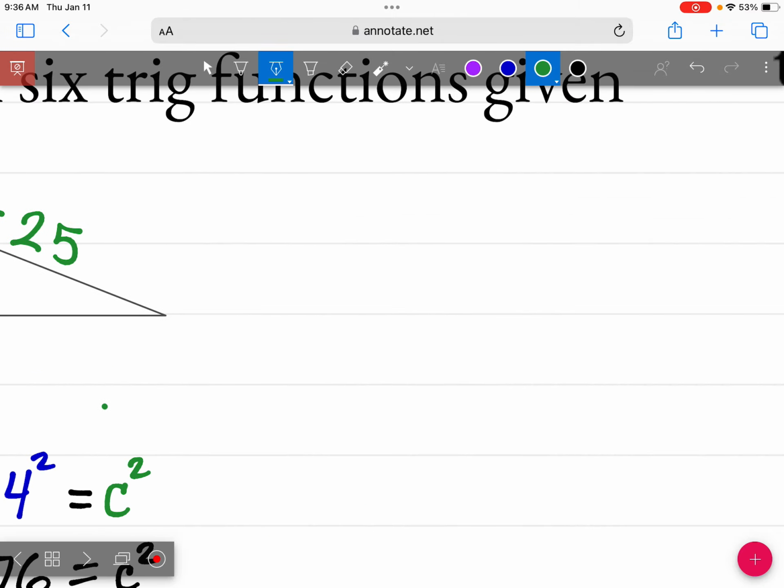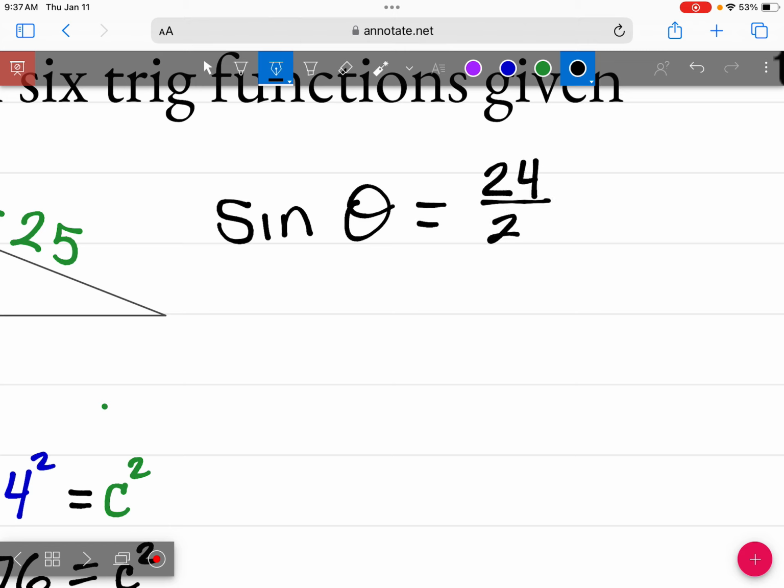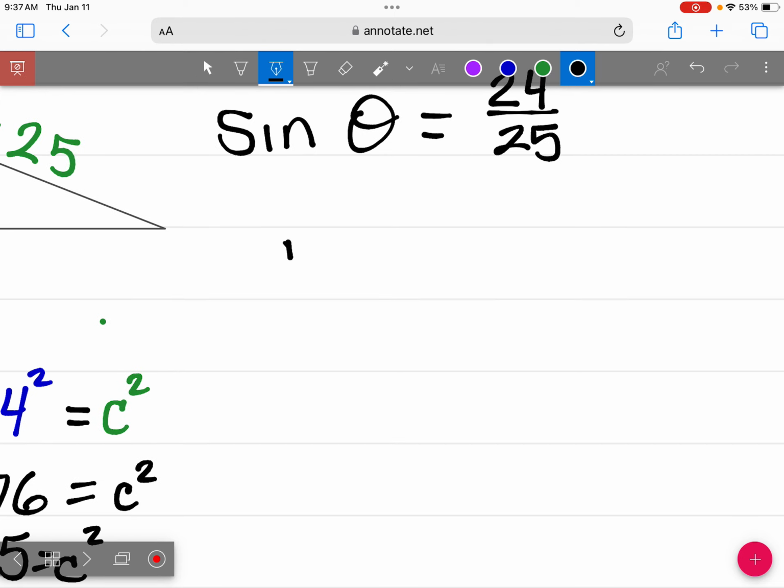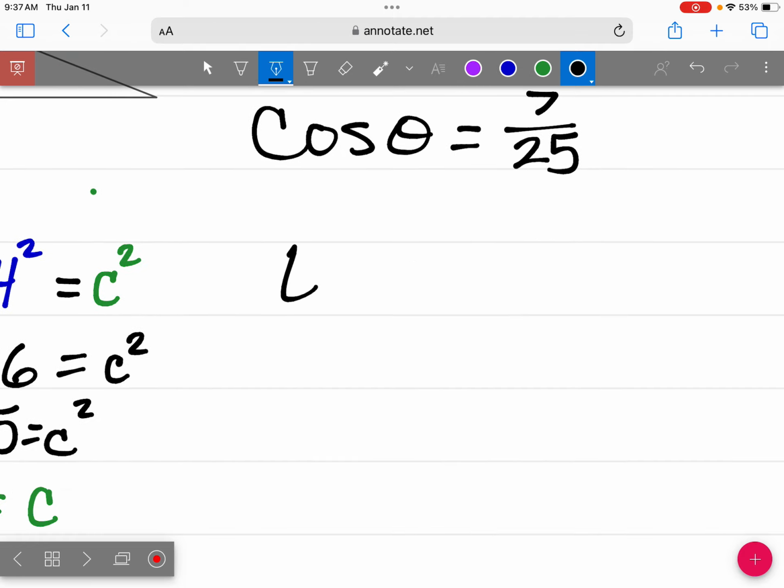So let's fill in all of our trig functions. We're going to do sine of theta. What's our sine going to be? 24 over 25. What is cosine of theta? 7 over 25. What is tangent of theta? Say it louder. 24 over 7.